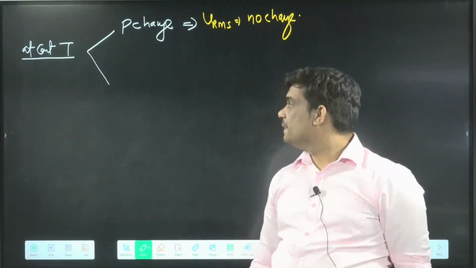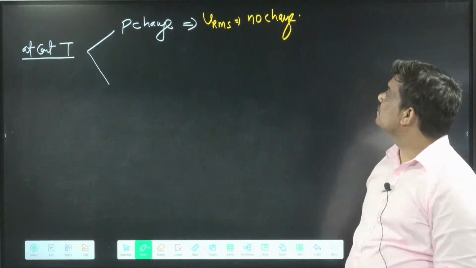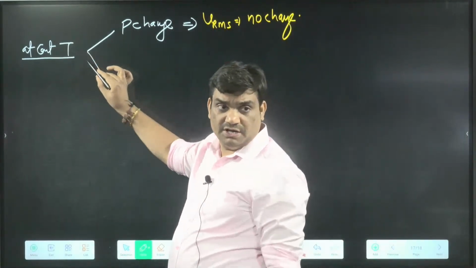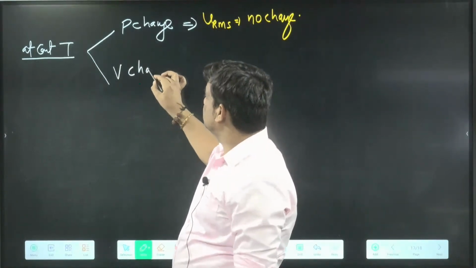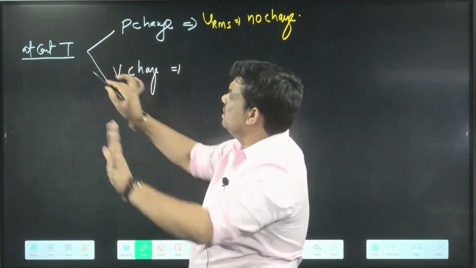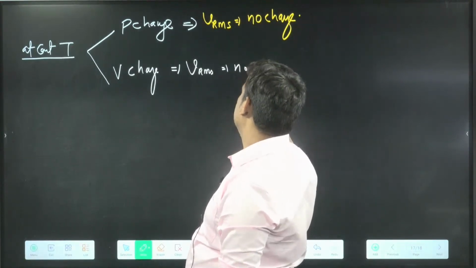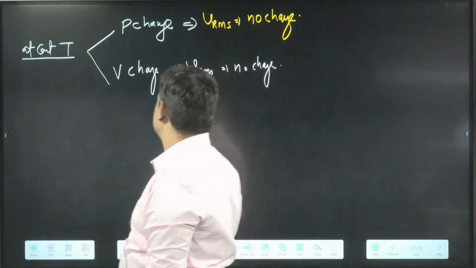We can change it. So we can say pressure changes, VRMS has no change because temperature is constant. If I say, sir, volume changes, then also it will not change because temperature is constant. We can say VRMS, no change.